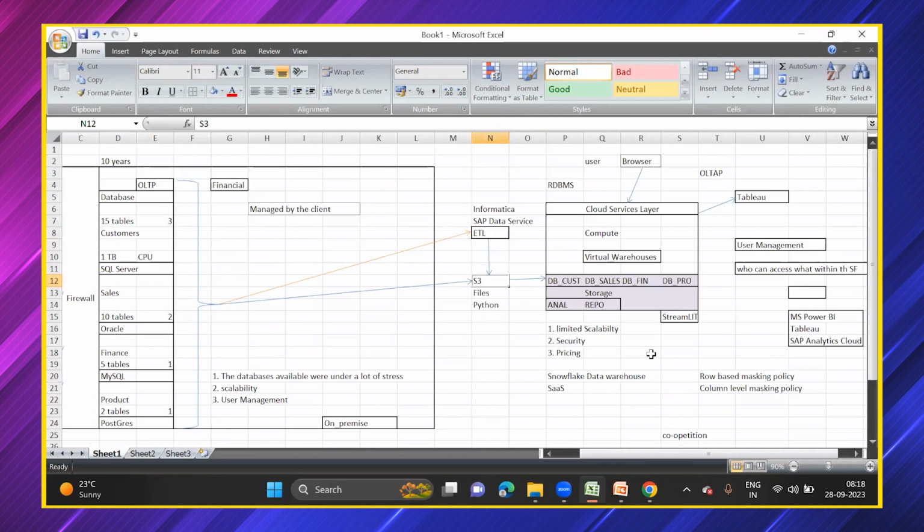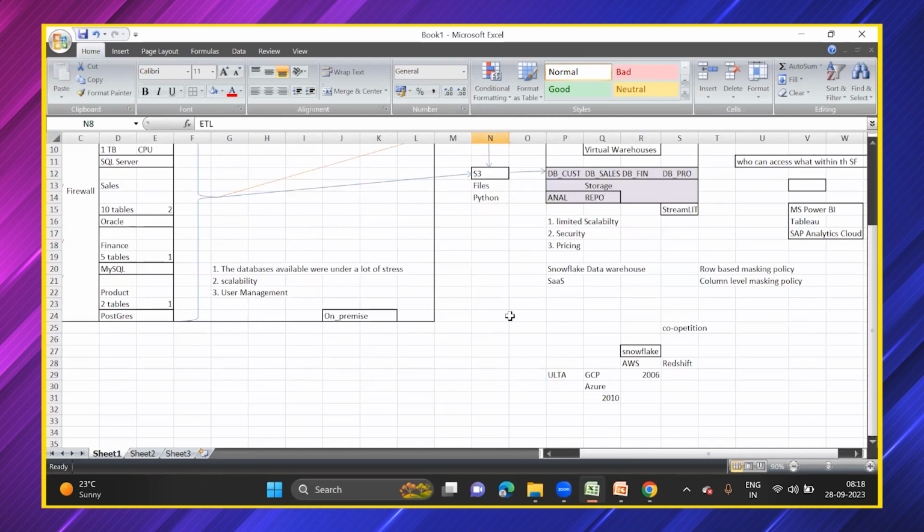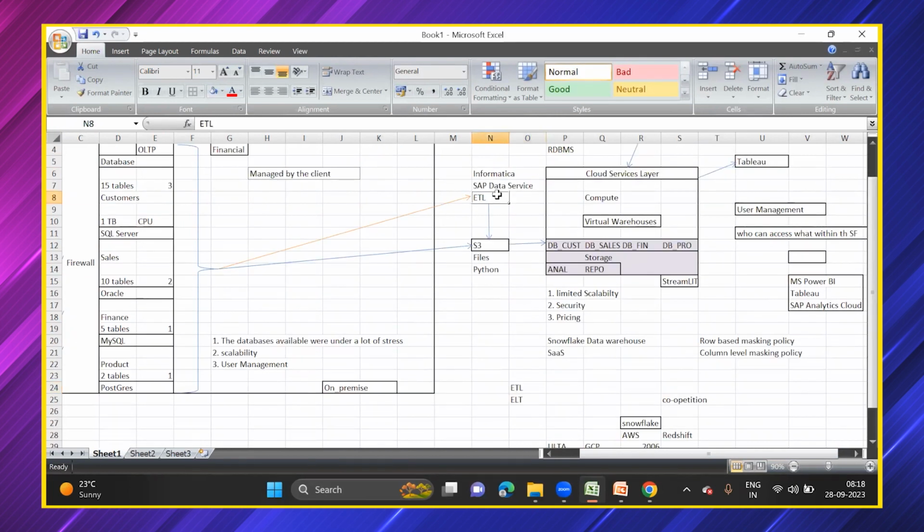So here you can see that we have two scenarios. We have something called ETL and something called ELT. The ETL systems, or software or applications, will first extract the data from a source system. They will transform the data within themselves and then finally load the data into the target system. The target can be a database, can be another S3 bucket, and so on.